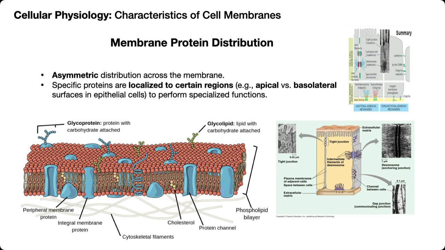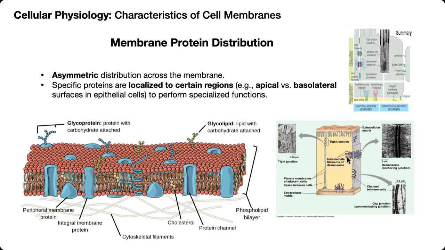Now we have specific proteins that are localized to certain regions, like I was saying, the apical and the basolateral. When we look at the cell membrane, apical is going to be closer to the top, closer to the outside. Basolateral, think of the basement, which is going to be the bottom part. Basal layer, and then the lateral layer is going to be kind of inside here.